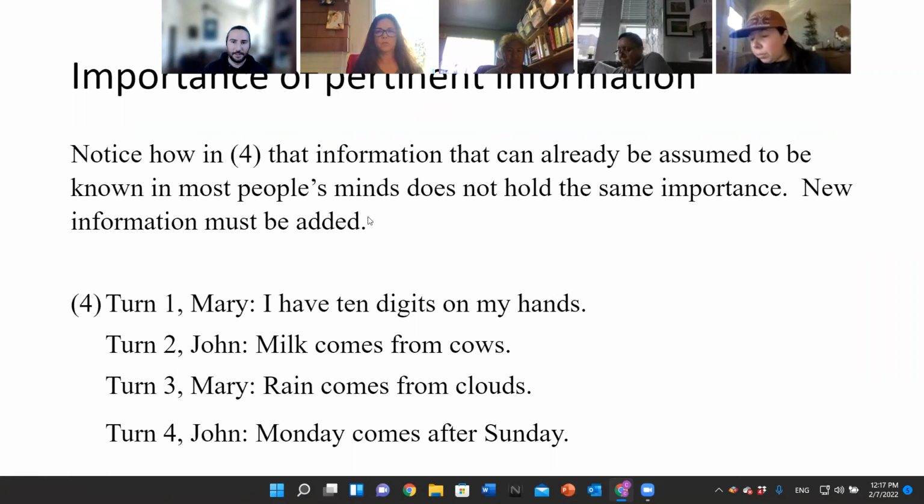New information must be added. So this would not really be a conversation, basically, right? Because they're taking turns, but it's not adding information to the previous sentence. It doesn't make any sense. Like, I have digits on my hands. Milk comes from cows. Rain comes from clouds. Monday comes after Sunday. None of these sentences have to do with each other.